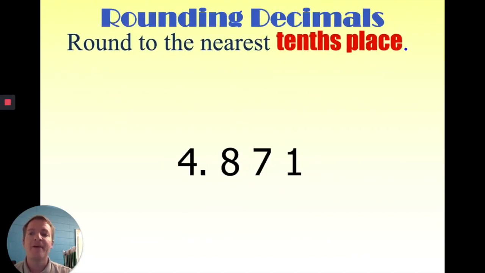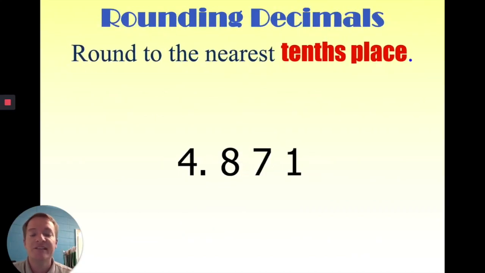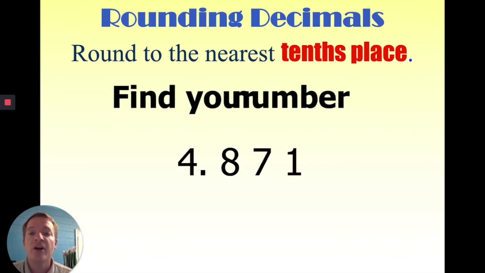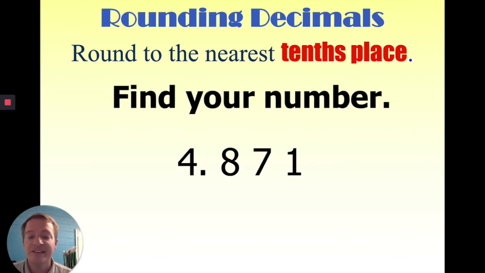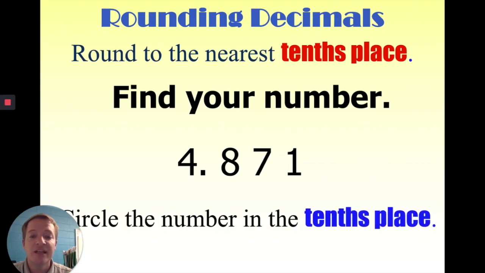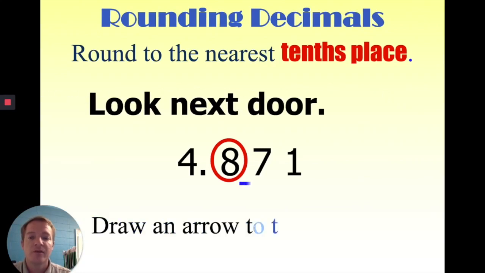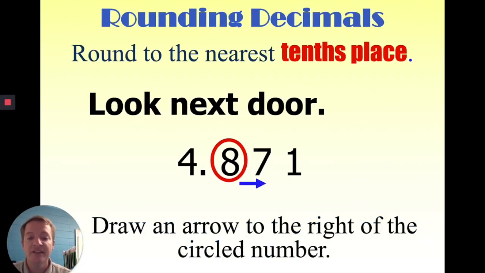Wanted to clarify that. So round to the nearest tenths place. We are going to find our number. What is the tenths place in this? Look at it. 4 and 871 hundredths. Where's our tenth? Should have been the 8. We're going to look at the number next to it, which is 7.